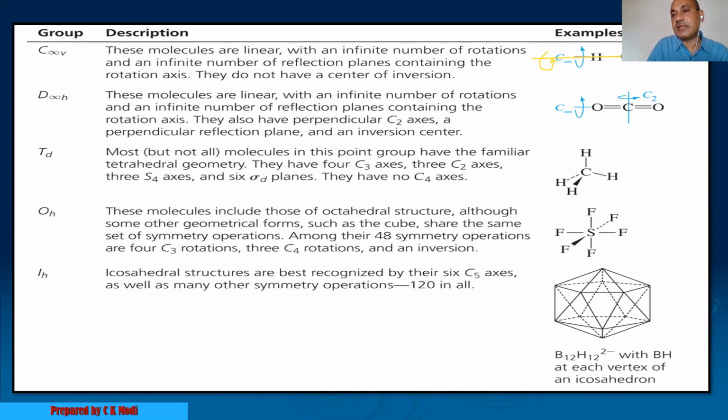So this rotation axis, which is present on the x-axis, is considered as C infinite. If I can rotate at infinite degrees of rotation, we'll get the equivalent structure. Therefore, linear molecules, specifically linear molecules, have C infinite present.